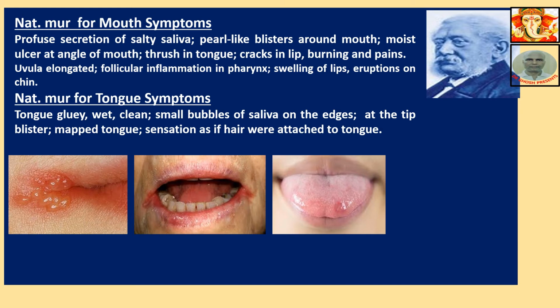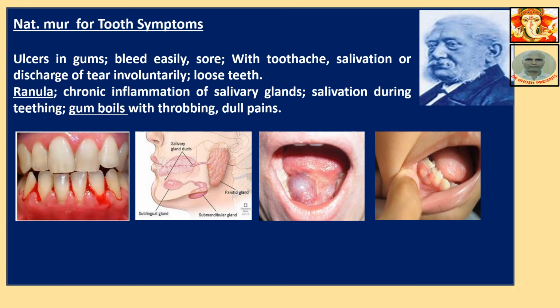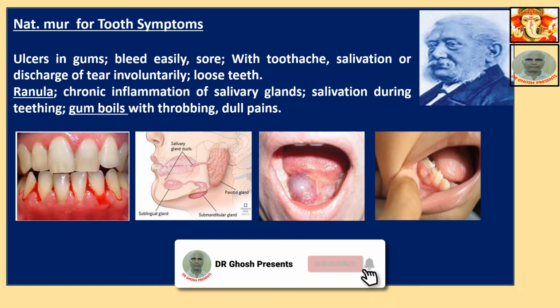Natrum mur for tongue symptoms: tongue gluey, wet, clean, small bubbles of saliva on the edges, blisters at the tip, map tongue, sensation as if a hair were attached to the tongue. Natrum mur for tooth symptoms: ulcers in the gum that bleed easily, sore, with toothache, salivation or discharge of tears involuntarily, loose teeth.